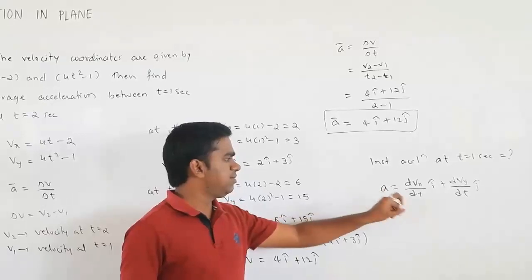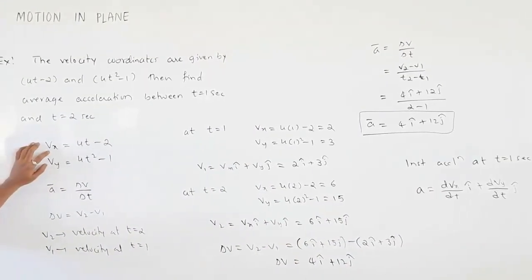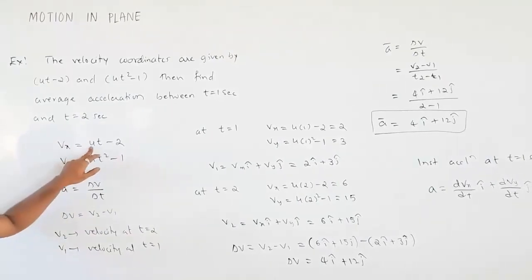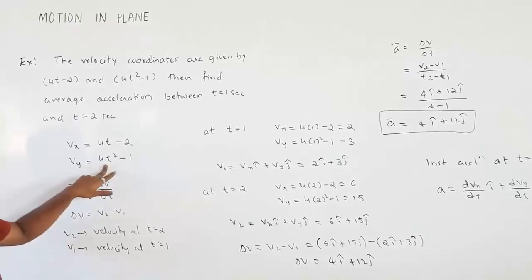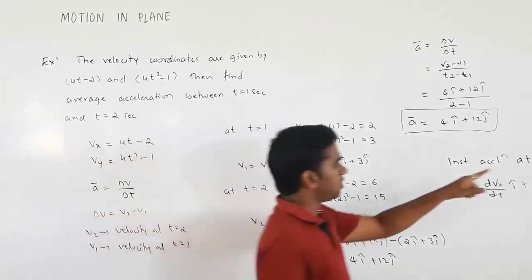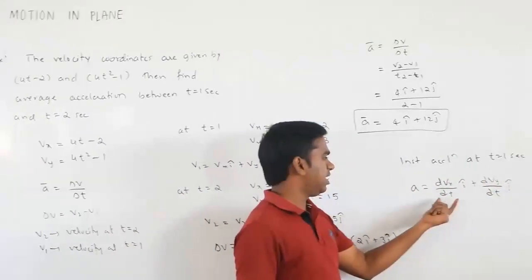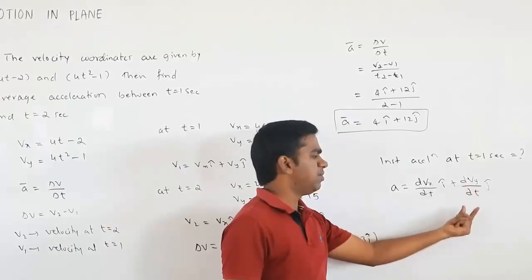First you have to find dVx by dt by differentiating Vx. You will get some value, like 4 or whatever. Then you differentiate Vy to get dVy by dt. Then wherever t is there, you substitute t equals 1. Then you can directly write what you got for dVx by dt and dVy by dt.